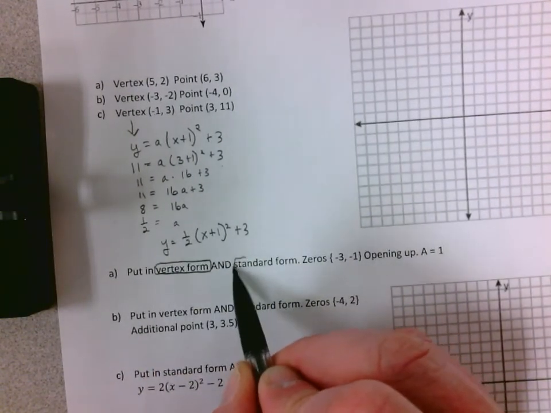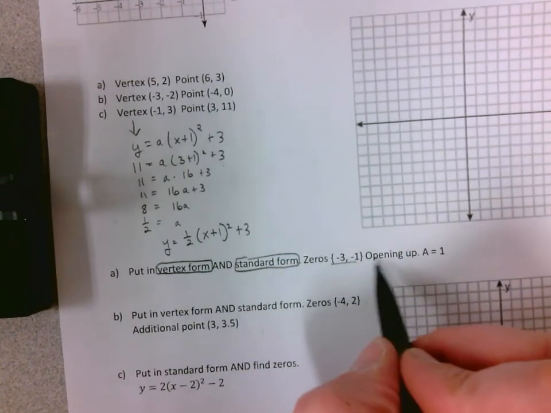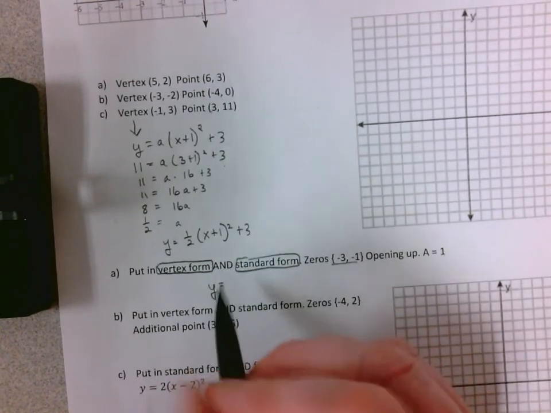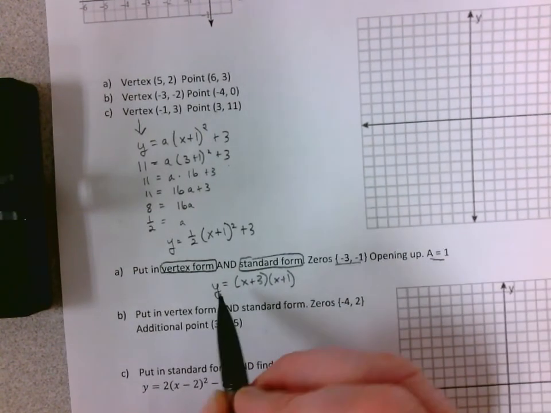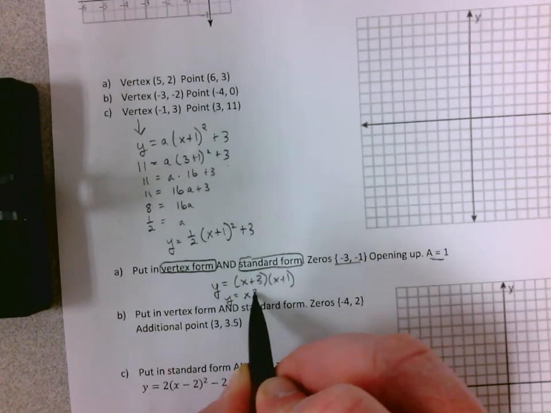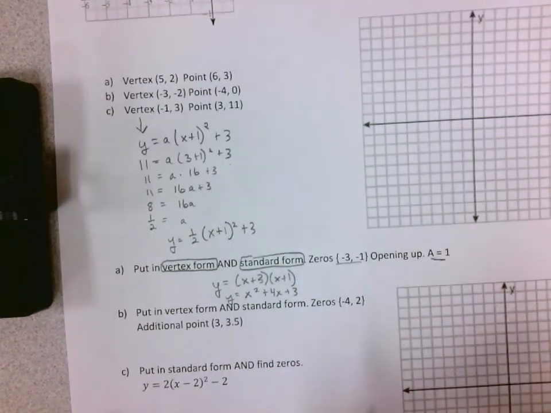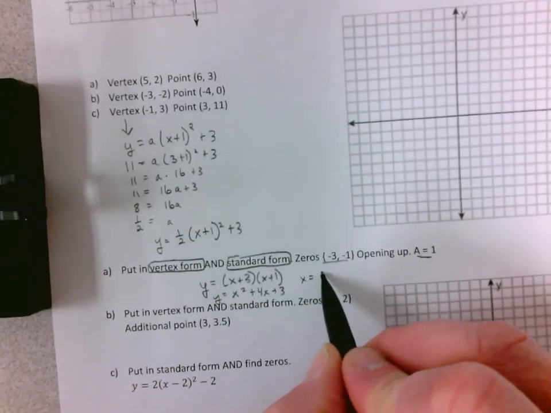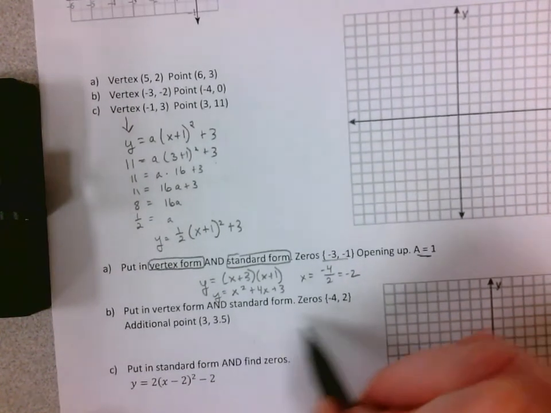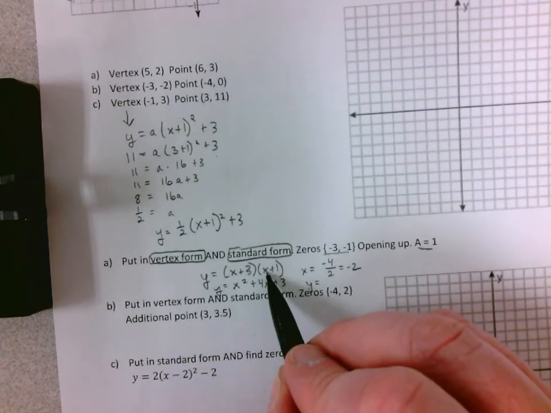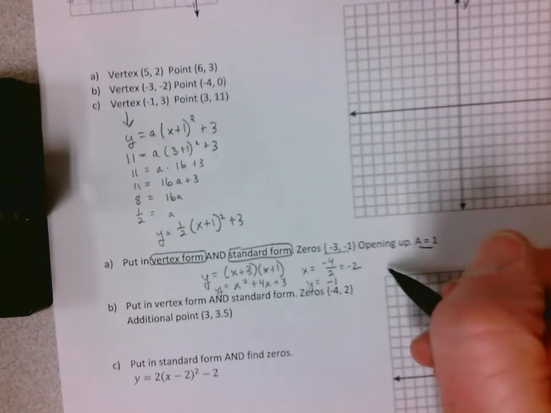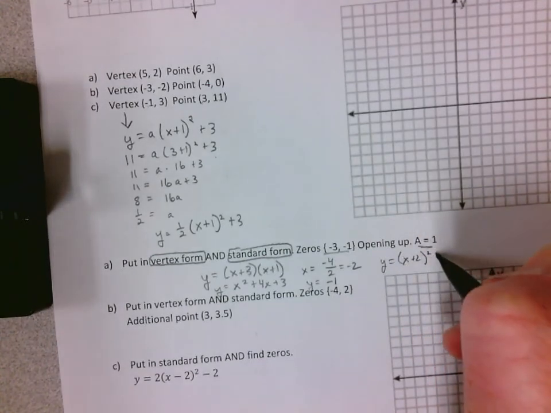So down here it says put in vertex form and standard form. So if I know the zeros, then y equals x plus 3 and x plus 1. A is equal to 1. You could have different a values. So there's my standard form. And then vertex form, I repeat the process up here to find the vertex. So x equals the opposite of b over 2a. Plug back in. Here would be the easiest place to plug in to find y. 1 times -1. So I have my vertex, x plus 2 squared minus 1.